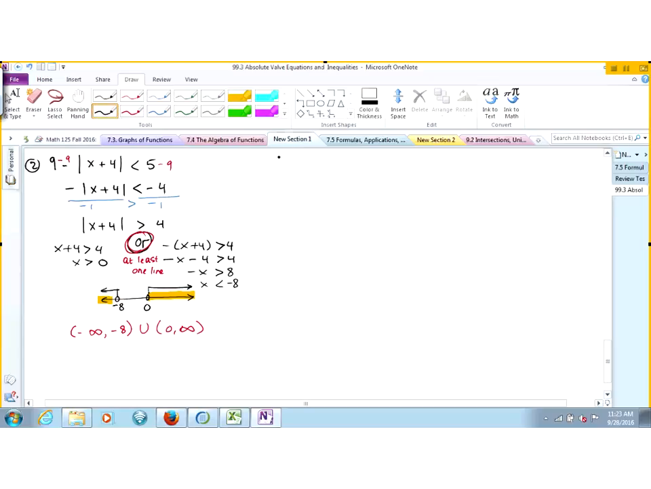Okay. And then number 3. Easier than high school? Yeah, of course. 2 minus 5x divided by 4 greater than or equal to 2/3. Okay.